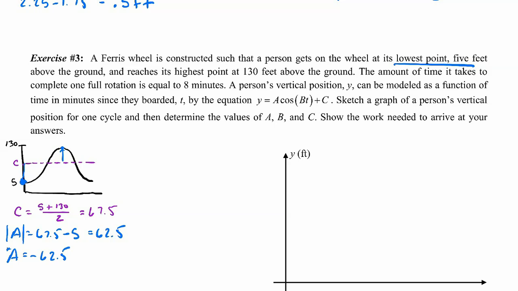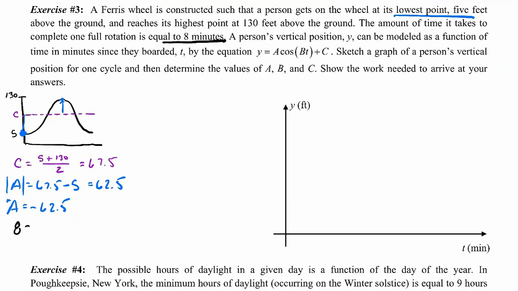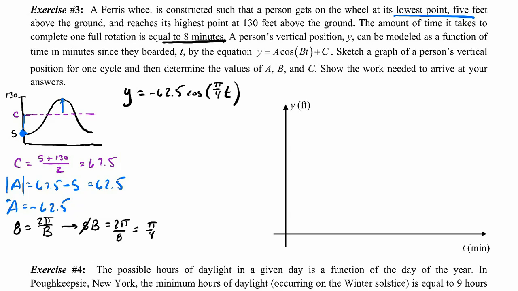In terms of our frequency, let's see, the period is 8 minutes. One full rotation takes 8 minutes. So 8 minutes equals 2 pi over b. Multiply the b over and divide by 8. And it looks like pi over 4 is our frequency here. So the graph is going to become y equals, okay, negative 62.5 cosine of pi over 4 t plus 67.5. There's the equation. And now we'll put it all together.